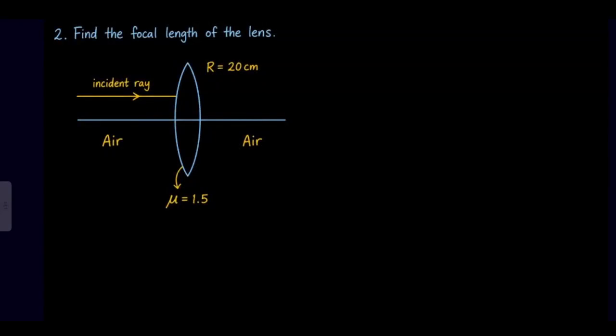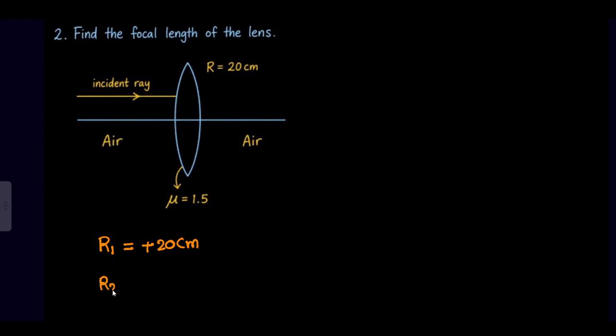Now see this problem. Find the focal length of the lens. So assume that both are same radius of curvatures. R1, R2 same equal radius of curvatures. Tell me in this case, R1 is how much? Plus 20. Yes, so that is plus 20 centimeters.